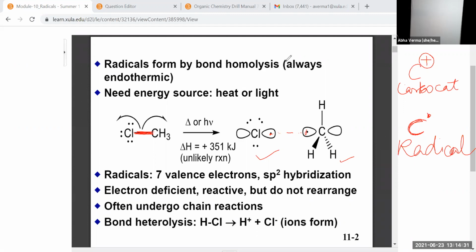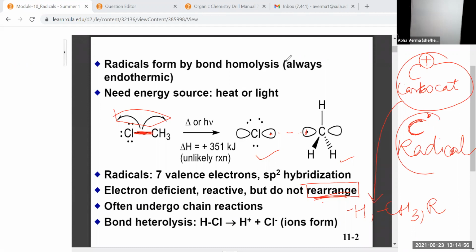Another important difference besides these fish hooks that we see in radicals is that they never rearrange. What does rearrangement mean? Whenever you have a rearrangement, you shift either a hydride or an alkyl or any other R group. You can shift those when you rearrange. So carbocations can rearrange, but radicals will never rearrange. Okay, so please understand the difference between ions and please understand the difference between the radicals.